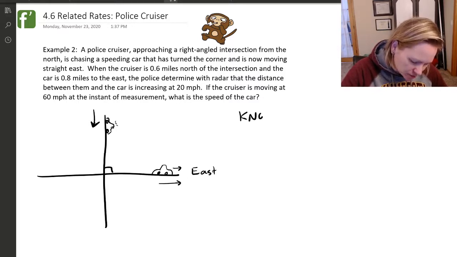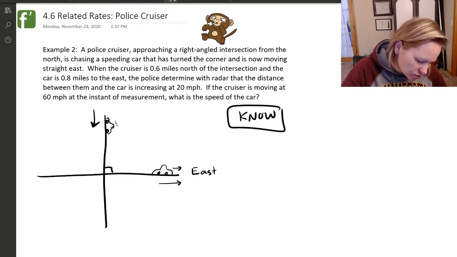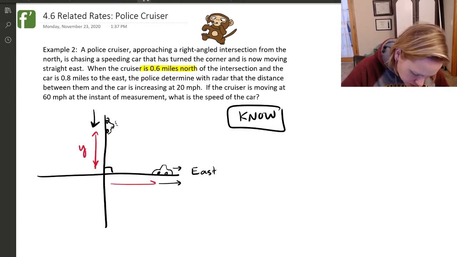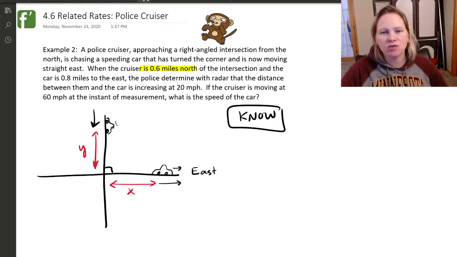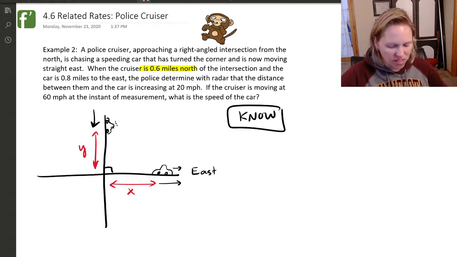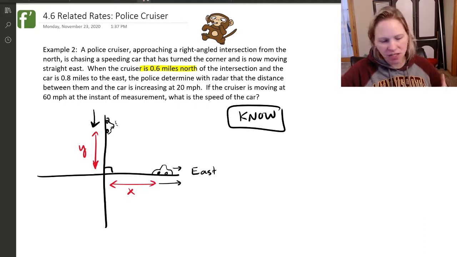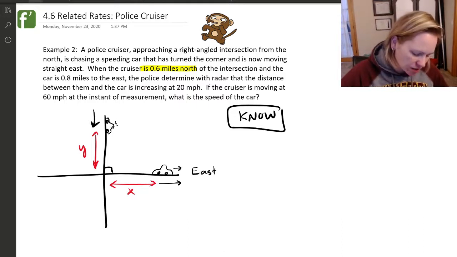We know when the cruiser is 0.6 miles north. So we need to get some variables floating around in here. I prefer using x and y. So I'm going to call this distance here y, and we're going to call this distance here x. It's just nice and easy. Sometimes when you use other letters like S or C or other letters of the alphabet, they can sometimes look like numbers, and it can be confusing. So I'm going to use x and y.